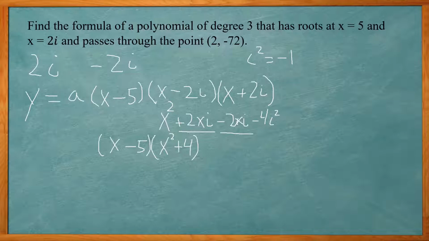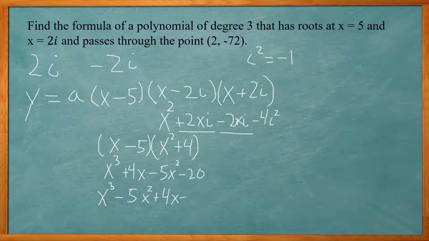Now I'm going to multiply that out. x times x squared is x to the third. x times 4 is 4x. -5 times x squared is -5x squared. And -5 times 4 is -20. And then I'm just going to put that in descending order of exponents. So x to the third power minus 5x squared plus 4x minus 20.